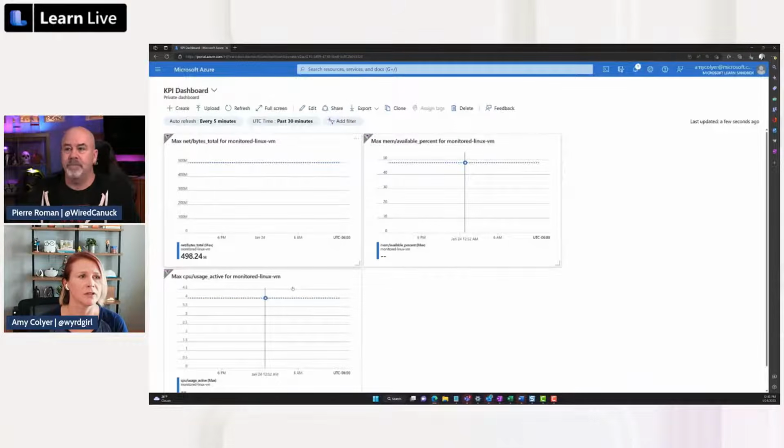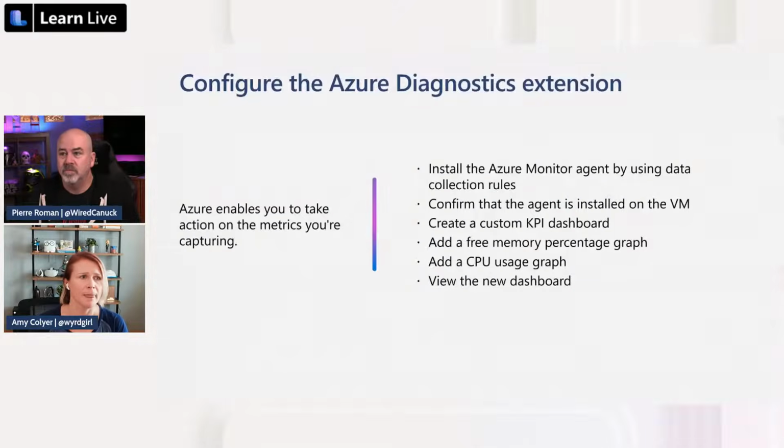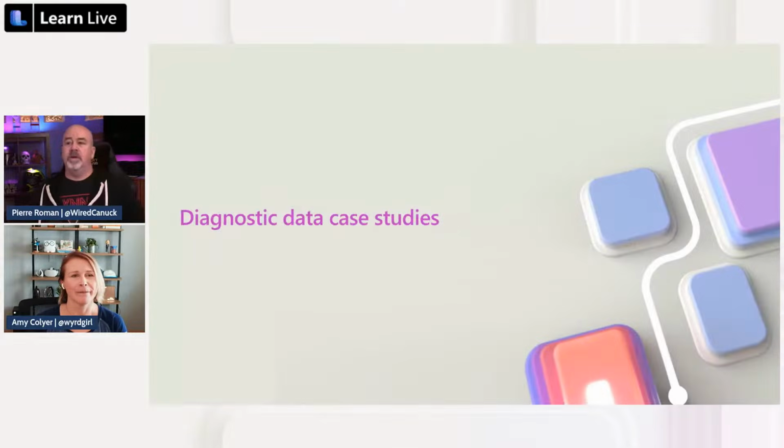Yeah. And we can just go back to the slide. And yeah, what we covered: installed that monitor agent using the data collection rules. We confirmed it was running. We created the custom KPI dashboard, added free memory, CPU usage, and then we looked at our new dashboard. So that was pretty cool. Right. Yep. That is really, really cool.